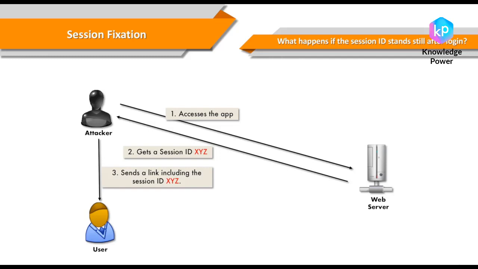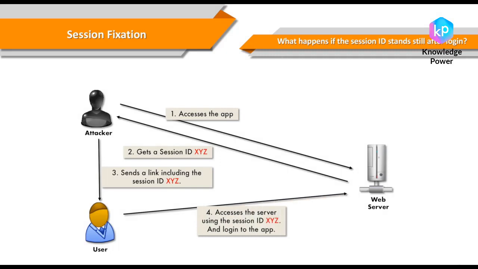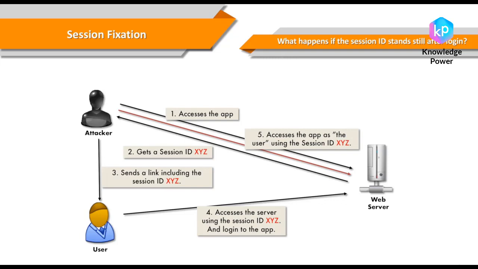Since the link is to a trusted website, the victim does not suspect the link, clicks it, and logs into the application using his own credentials. The application identifies the victim, but doesn't give him a new session ID. So after this, when the attacker visits the application with the same session ID, he is now the victim on the application.